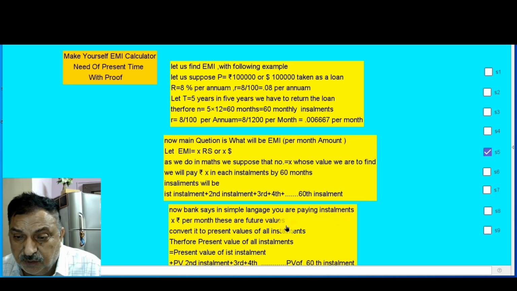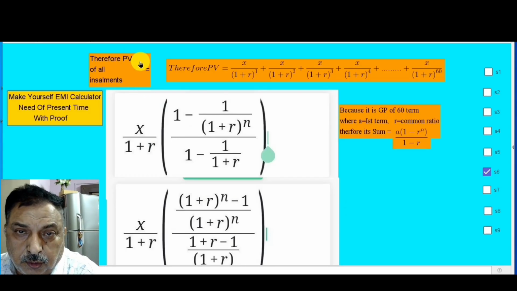These are the future values. Convert them to the present values of all installments. Therefore, the present value of all installments is equal to the present value of the first installment plus the present value of the second installment plus third plus fourth installment, up to the present value of the 60th installment.